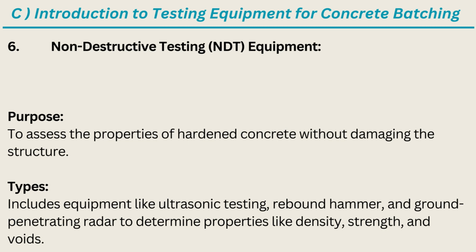6. Non-destructive testing, NDT, equipment. Purpose: to assess the properties of hardened concrete without damaging the structure. Types: includes equipment like ultrasonic testing, rebound hammer, and ground-penetrating radar to determine properties like density, strength, and voids.